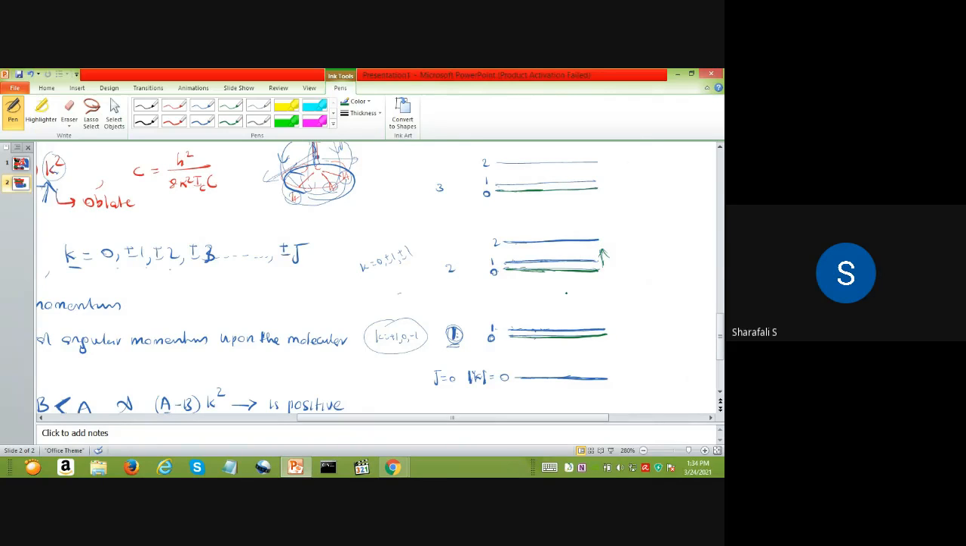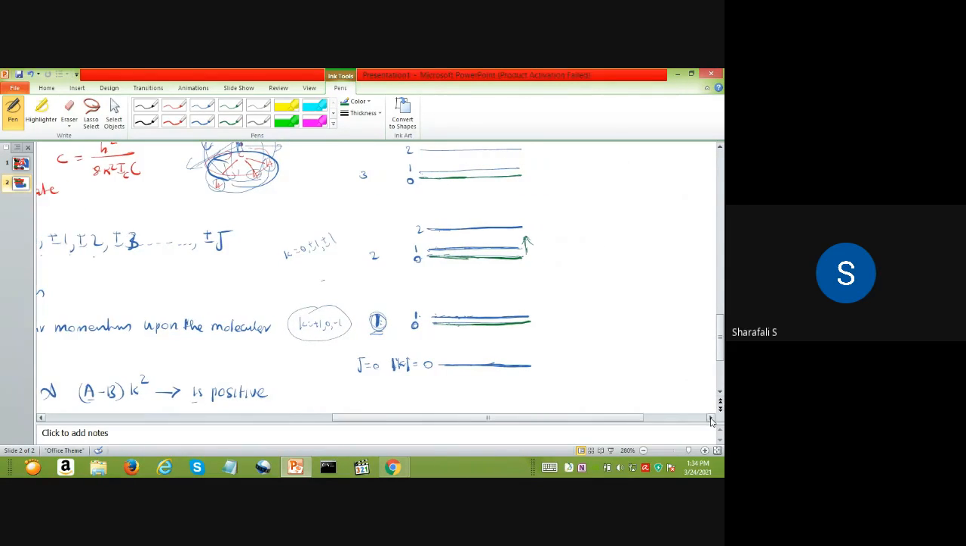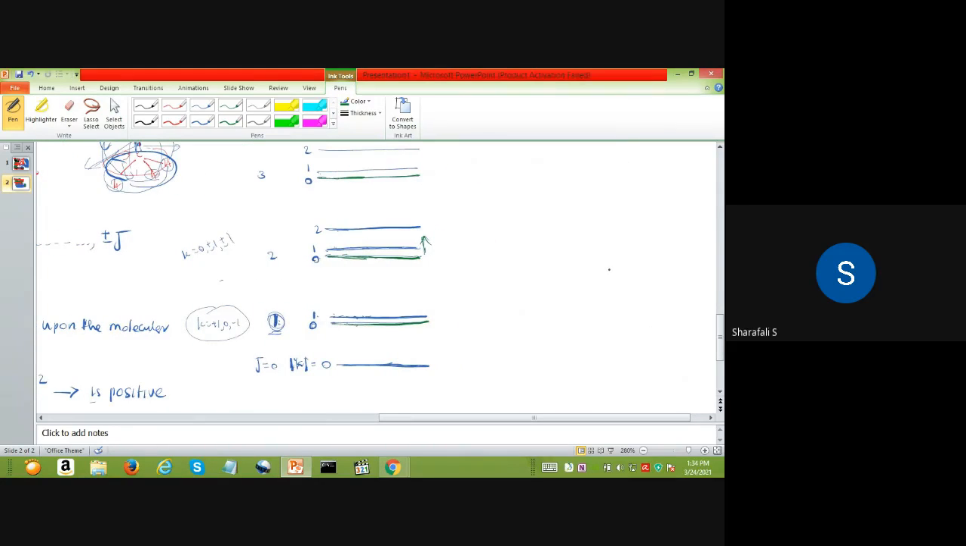In the case of prolate, the energy level will be increasing with the presence of K. But in the case of oblate, as we discussed earlier, C minus B will be negative, and whatever you are getting from the linear energy will be decreased with the presence of the second rotation. So this is the case of prolate. And in the case of oblate, we have different energy levels.